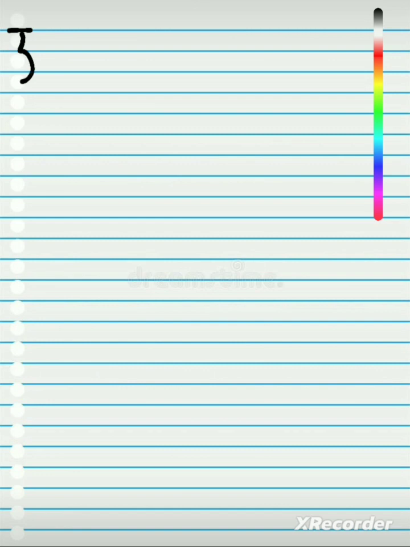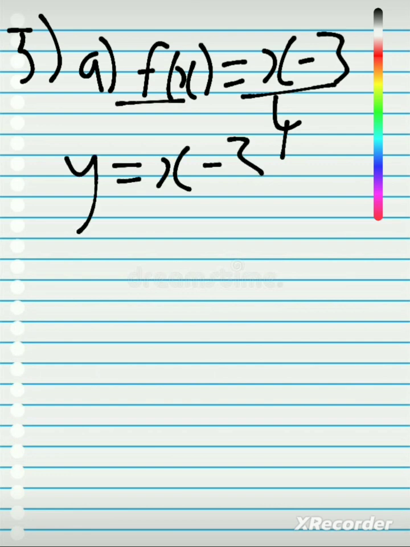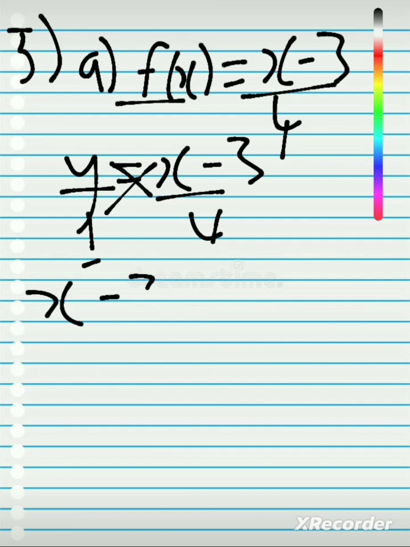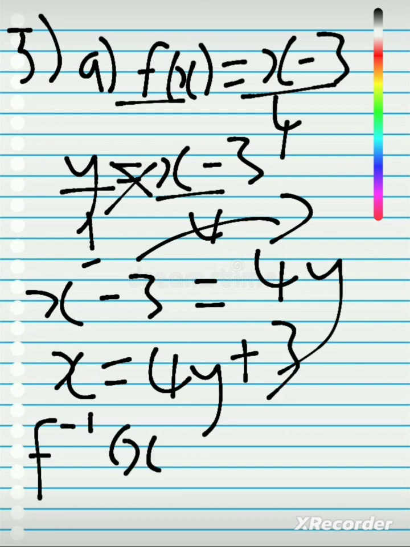So question 5, we have A, which says f(x) is equal to (x minus 3) over 4. They want us to find the function inverse. We make it y, becomes (x minus 3) over 4. We can introduce 1 here and cross multiply so that we get rid of this. So y times 1 times... it's x minus 3. 4 times y is 4y. Negative 3 can go this side. It becomes x equals 4y plus 3. Therefore, the function inverse of x is 4x plus 3. We go to B.